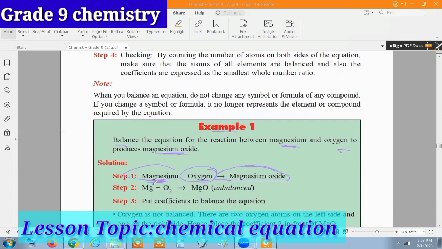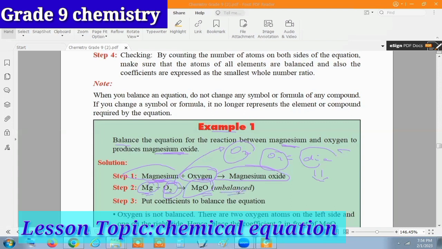Then, in the second step, we have to change this into symbols and formulas. The symbol for magnesium is Mg, and last time we said that oxygen must be written in the O2 form because it is one of the diatomic molecules. So in case we encounter the 7 elements which are written as diatomic molecules, we have to use only the diatomic form. Then finally, we have to write the product, that is magnesium oxide.